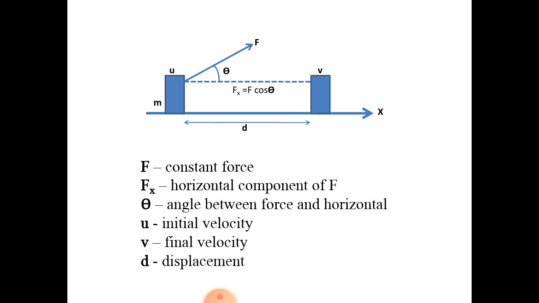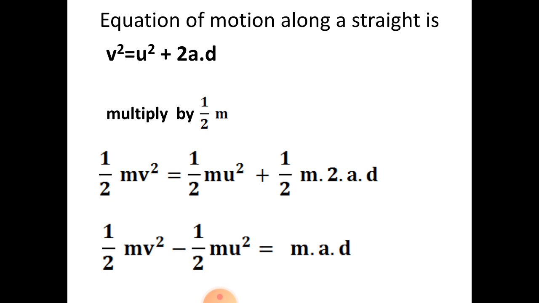Now, this force displaces this body by a displacement d, and the force has changed the velocity of the body from u to v. Here u is the initial velocity and v is the final velocity. We have already learnt about the equation of motion and know that v square is equal to u square plus 2as. Here the displacement s is replaced by the displacement d.